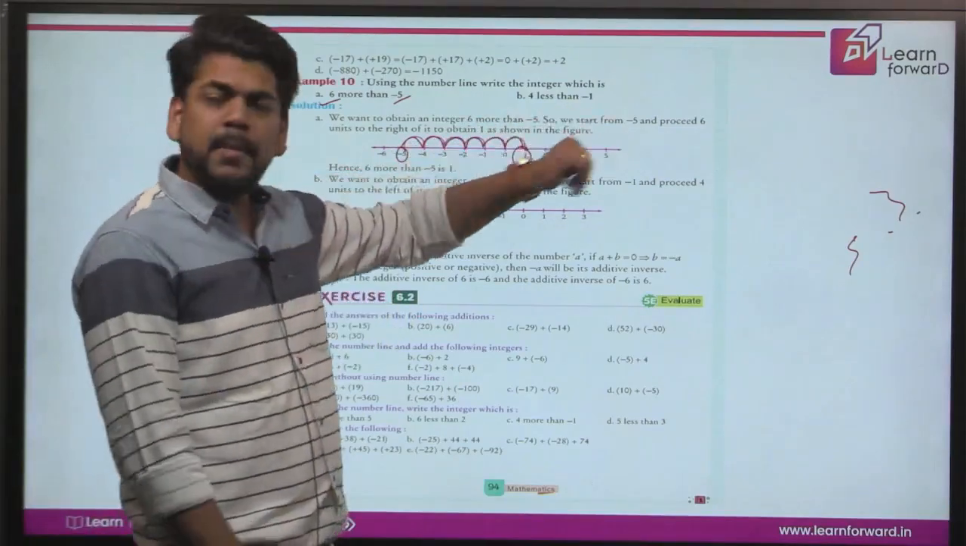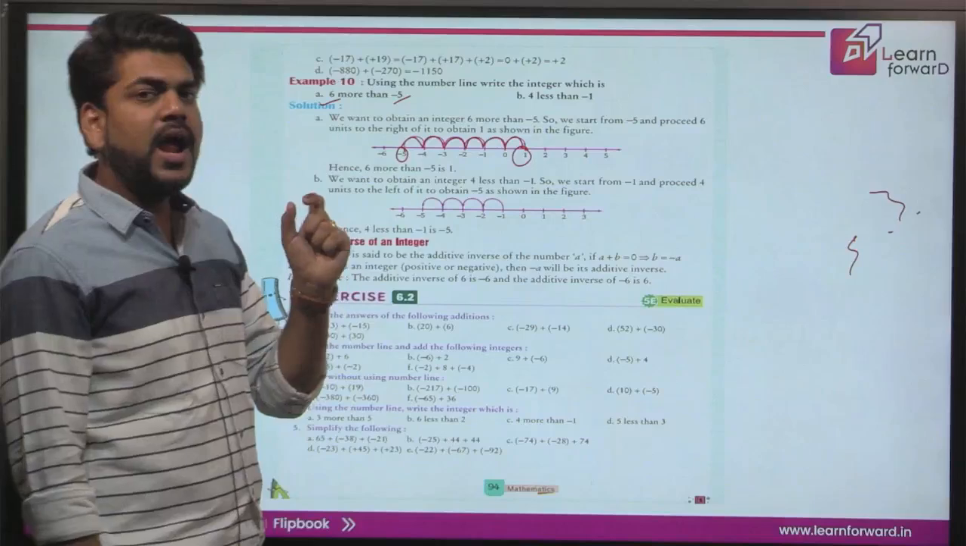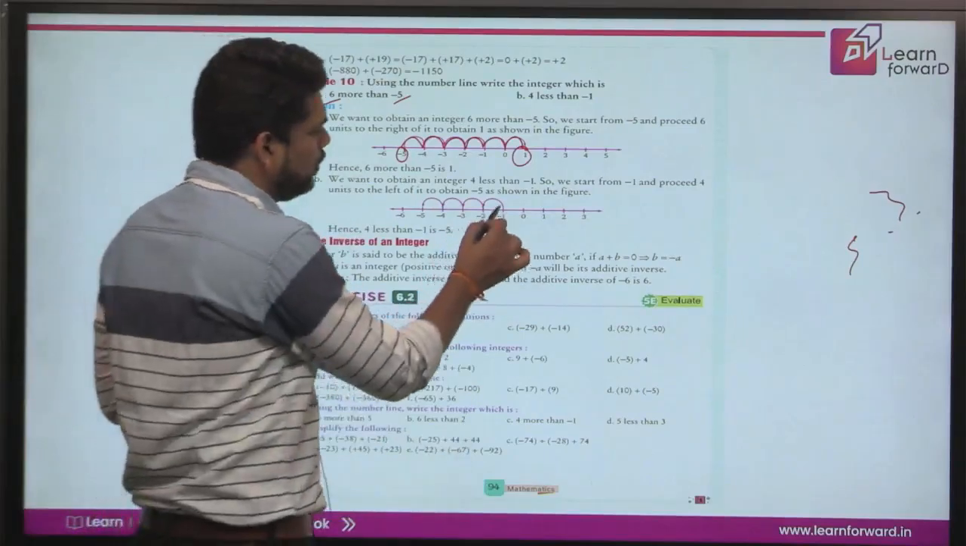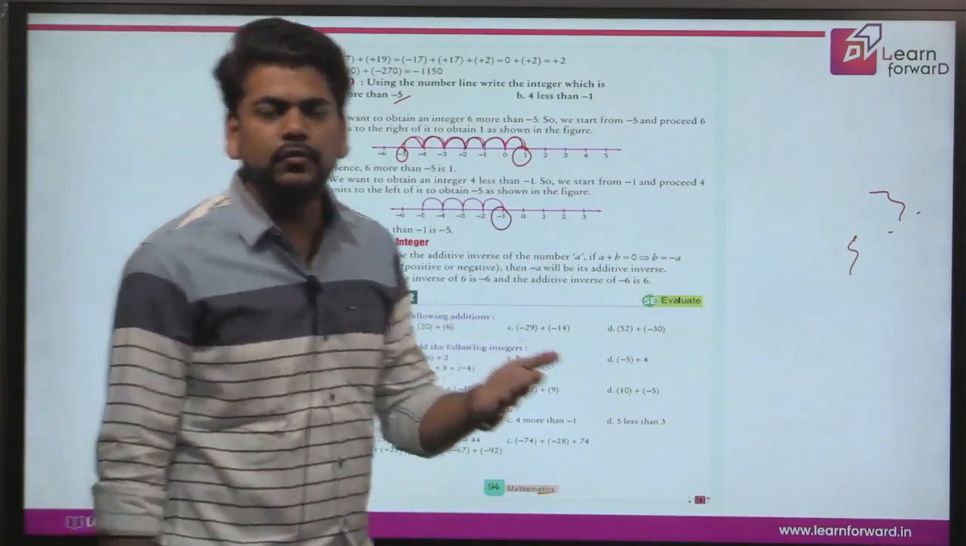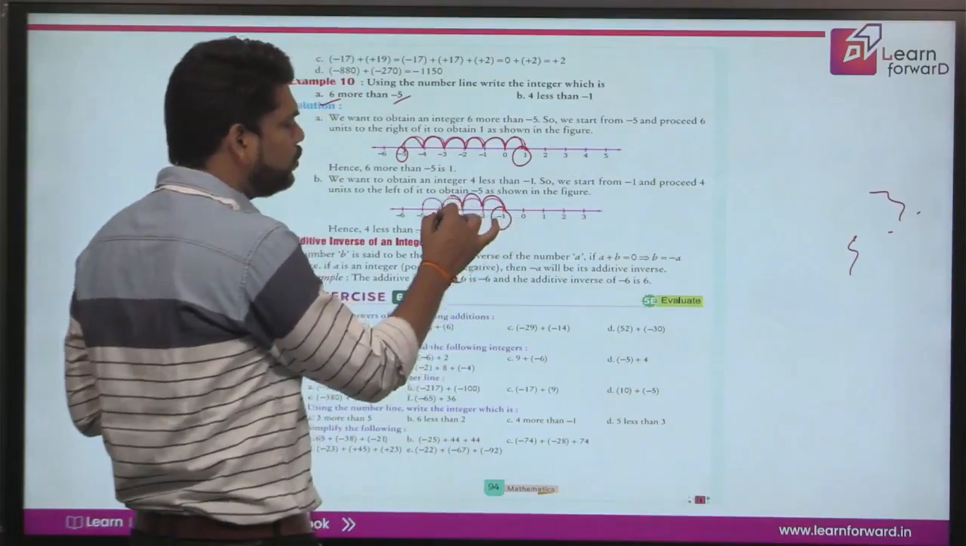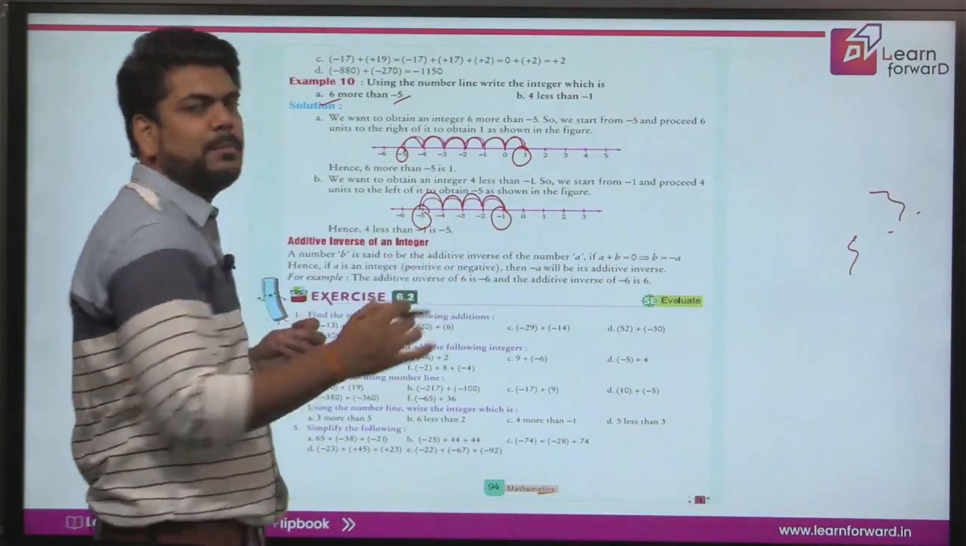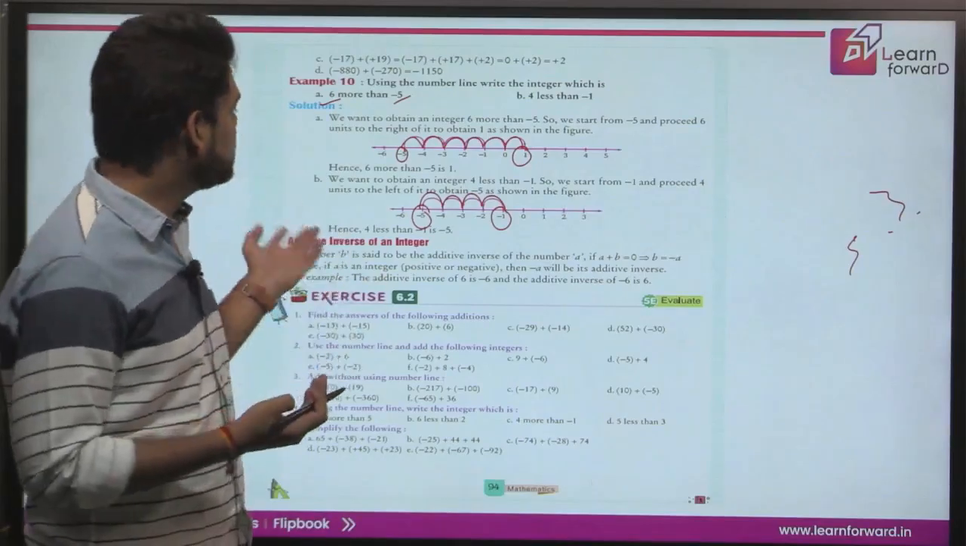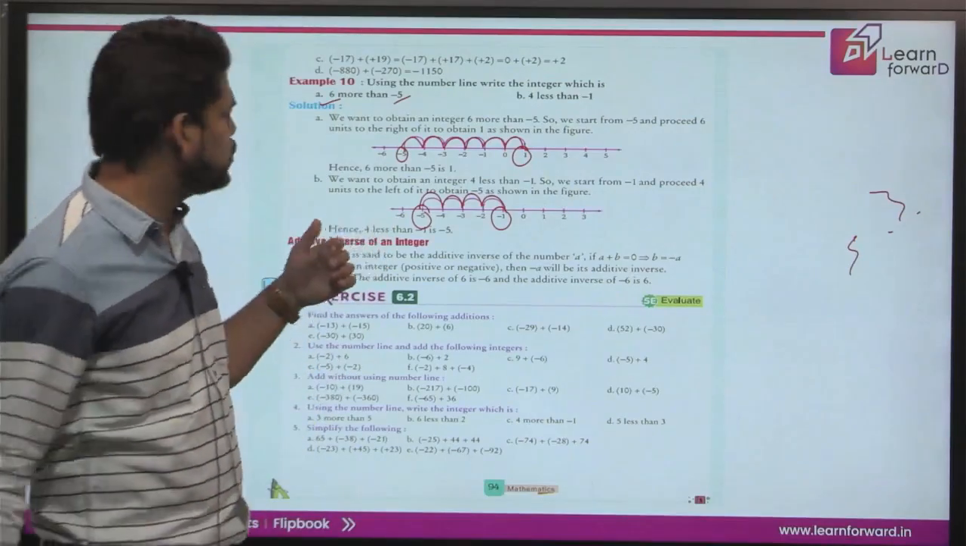4 less than minus 1. Where we are at minus 1. 4 less, that means we need to move toward the left side. 4 times. 1, 2, 3, 4. Where we have reached? Minus 5. So this is the simple question that you can do by yourself also.